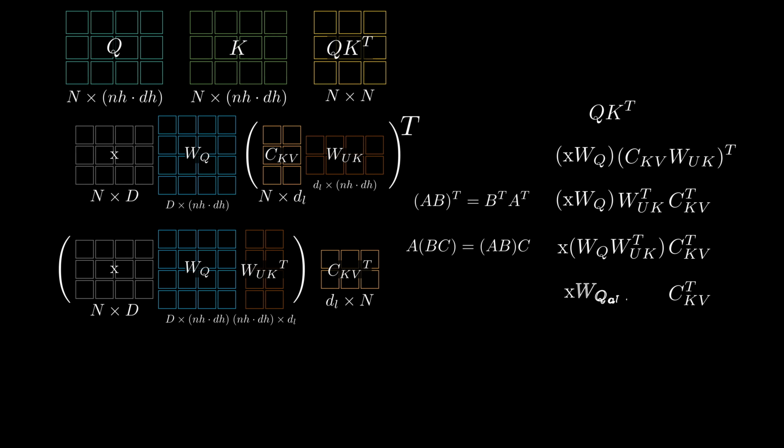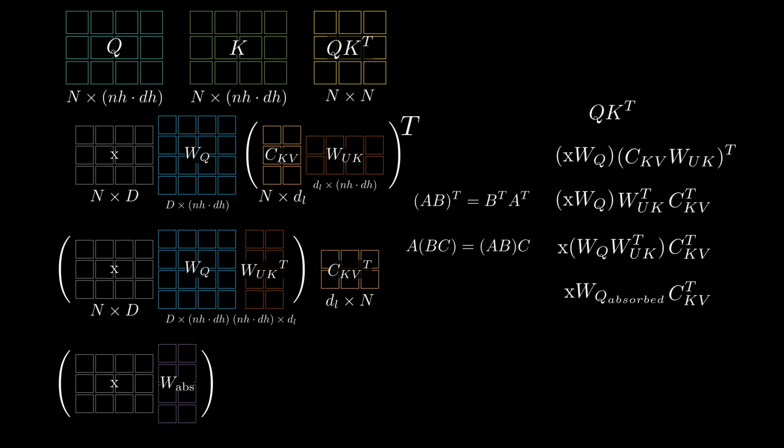Now let's focus on this term, the product of WQ and WUK transpose. Notice that this depends only on model weights. It does not depend on the input sequence, right? So once the model is trained, it's going to be the same at every forward pass. So we could compute this once ahead of time and reuse it for all inference steps. This is the weight absorption step. We absorb the key up projection weights into the query projection weights.